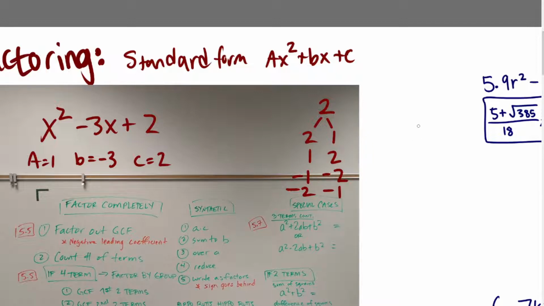Now, what we want for our Hippo Butts and our synthetic factoring is which one of these, when you add them together, will give you your b term. In our case, our b term is -3. So we want this -2, -1, because -2 minus 1 is equal to -3. So we don't care about any of the other factors. We only care about -2 and -1.